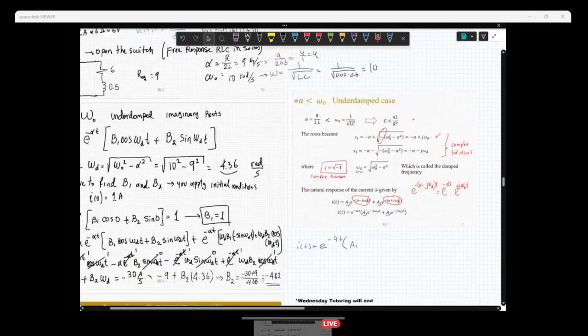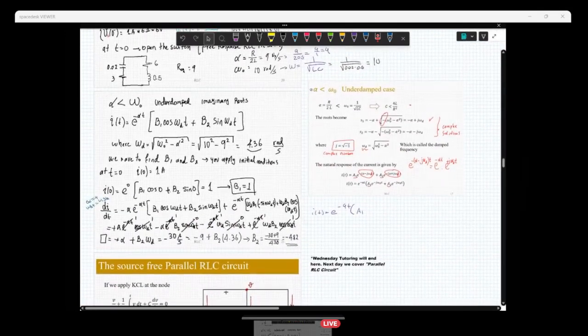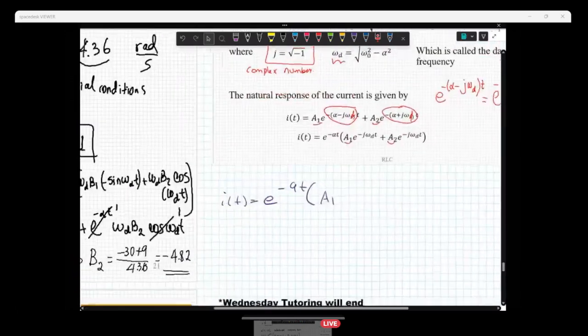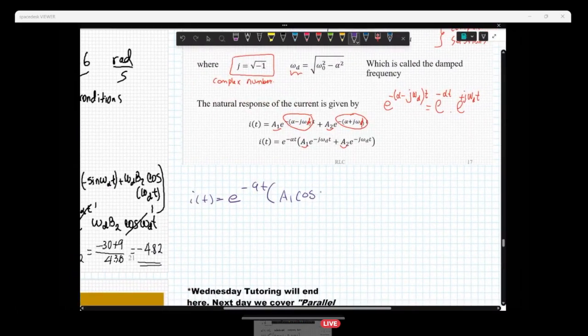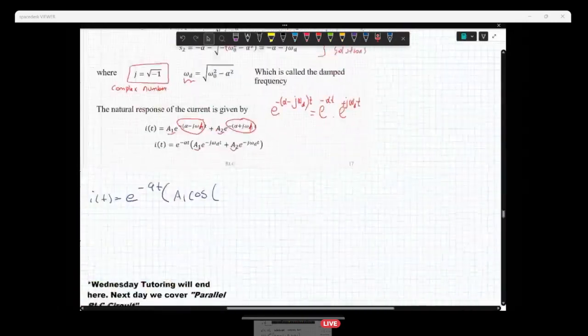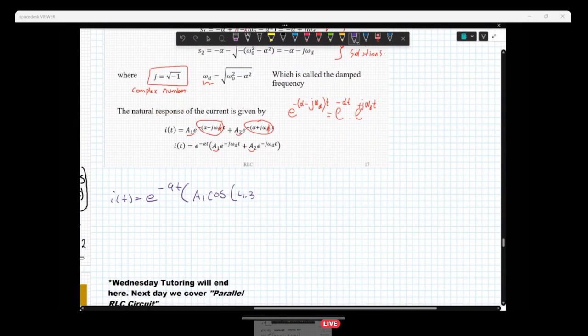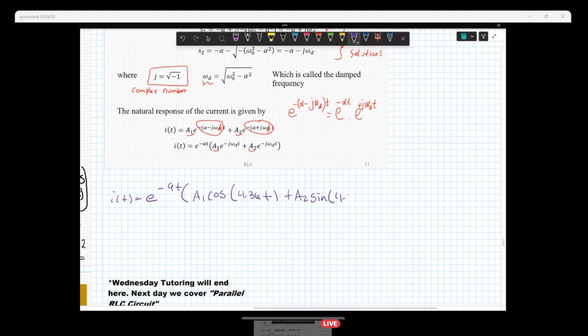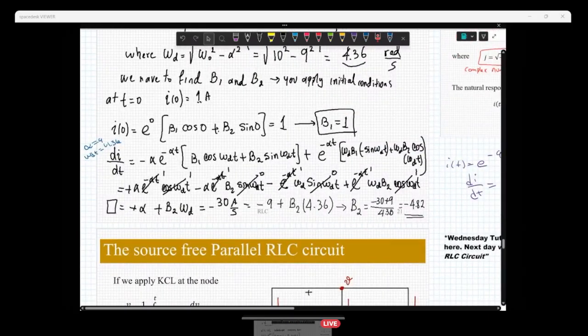Oh, I don't have the full formula. Where is it? A1 cosine of WDt, which is 4.36 of t, plus A2 sine 4.36 of t. And then you derive this, which would just reduce to this here, actually. This would reduce to the minus alpha and the B2 you had.